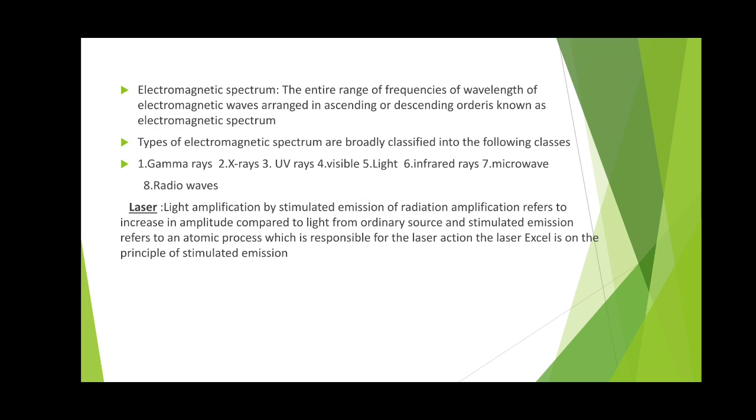According to their wavelength or frequency, in ascending or descending order, the first one is gamma rays. They are produced during radioactivity. X-rays are produced when fast moving electrons strike the target. Then ultraviolet rays. Ultra means beyond. If the wavelength is shorter than the violet light, we call it ultraviolet rays.